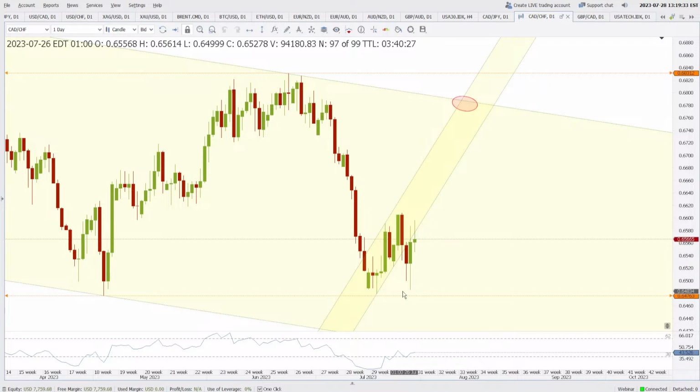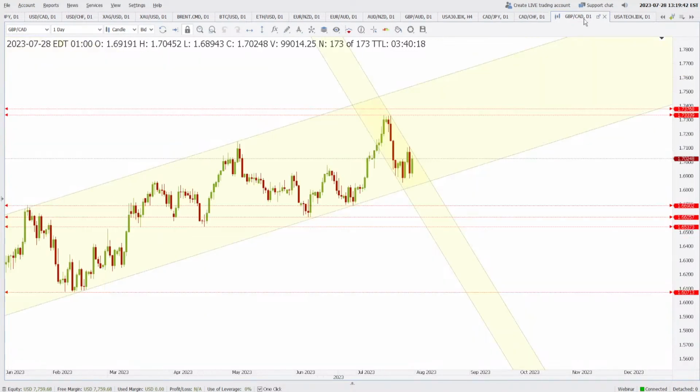Canadian dollar against the Swiss franc, nothing much. First it breaks out, then it breaks down, then it goes nowhere. So CAD CHF is just consolidating, nothing much in this one.